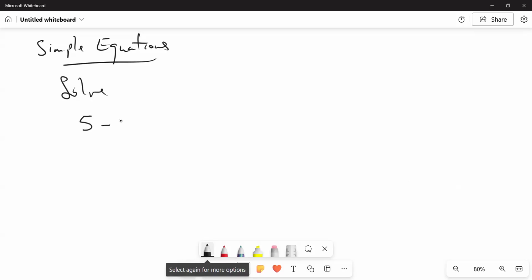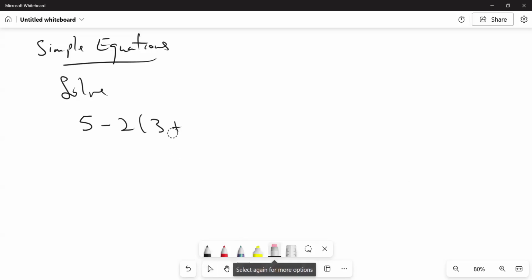Okay, 5 minus 2 bracket 3. Oh, okay. Let me use an x there. All right, I can have an x afterwards. Let me go with a minus x, just to make it a little harder. Minus x equal to 2.